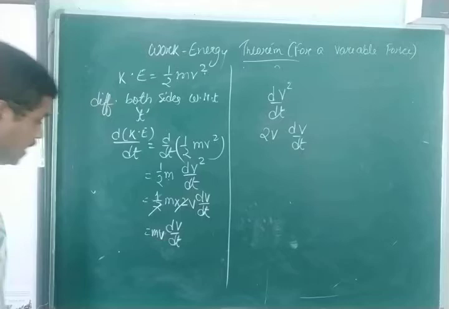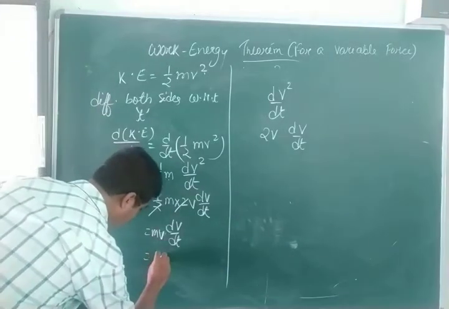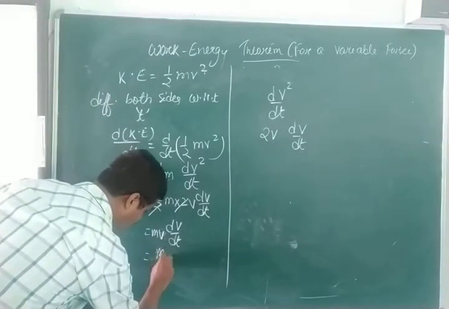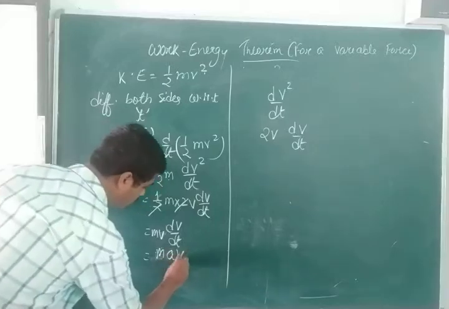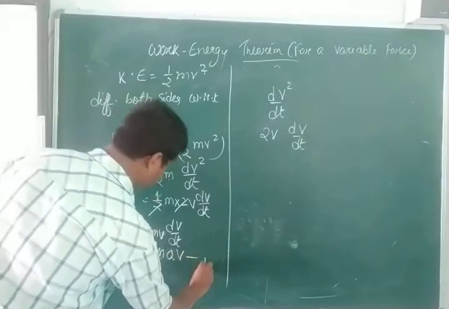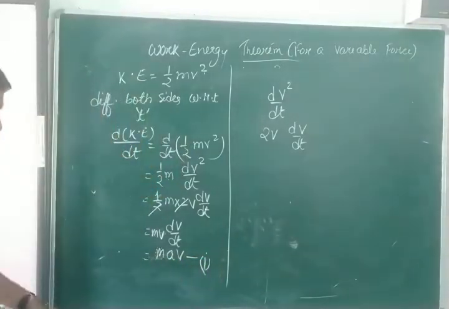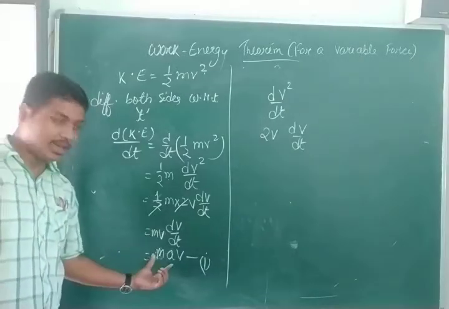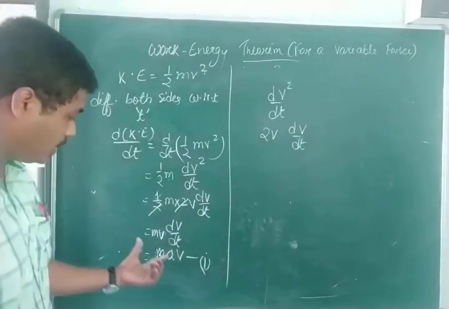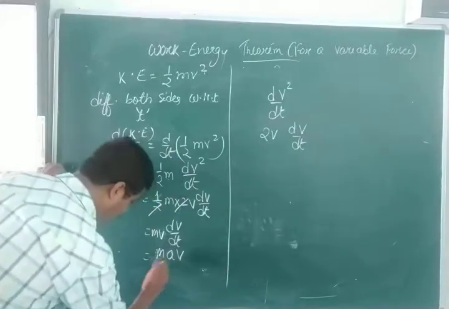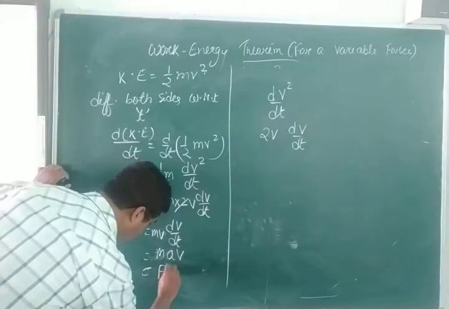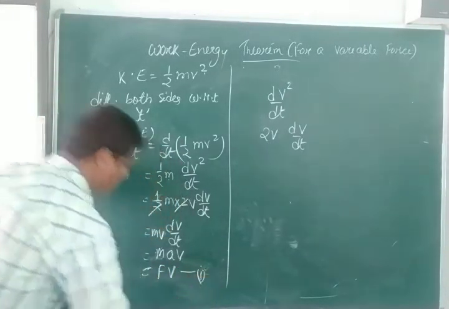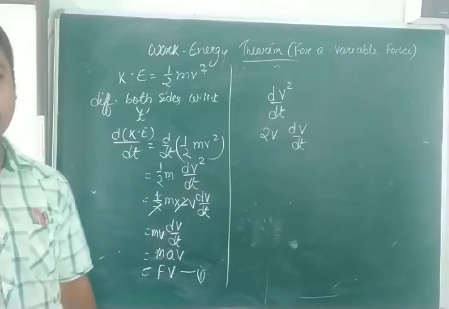Next, we know that dv by dt, the rate of change of velocity, is called acceleration. So dKE by dt is equal to mass into acceleration into velocity. Mass into acceleration is force, so it will be F into V. Mark this as equation number 1.